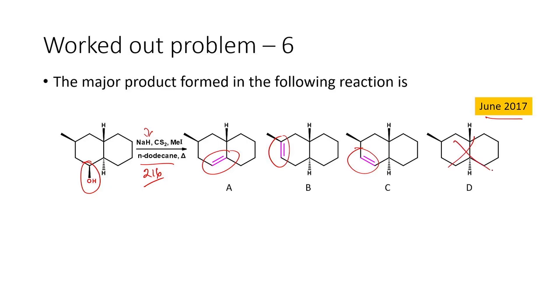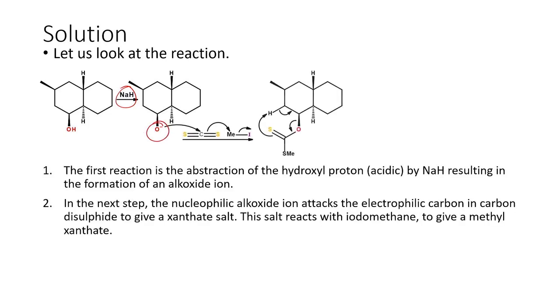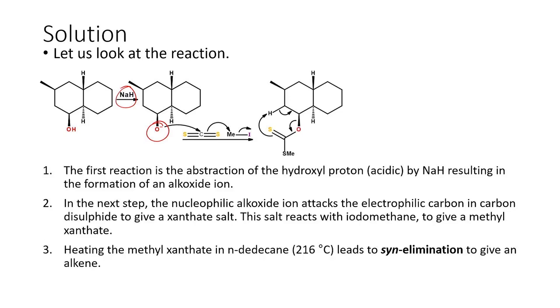So we can say this is not the product, because we know what the Chugaev elimination is. The Chugaev elimination happens only as a syn elimination. So we have to see what is going to be the actual reaction that is possible, which one of the isomers will be formed. As in the previous one, the first step is the abstraction of the hydroxyl hydrogen by the sodium hydride base. So we end up with the alkoxide anion. This alkoxide anion now reacts with carbon disulfide followed by methyl iodide. I am not going to explain all the things because we have seen that in the previous case. So we directly end up with the corresponding methyl xanthate, and this undergoes syn elimination at a very high temperature.